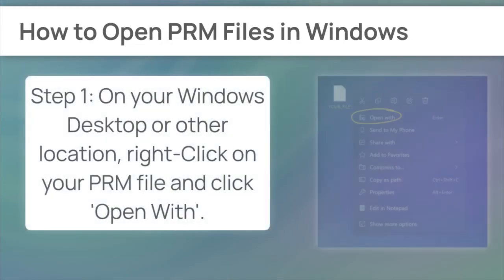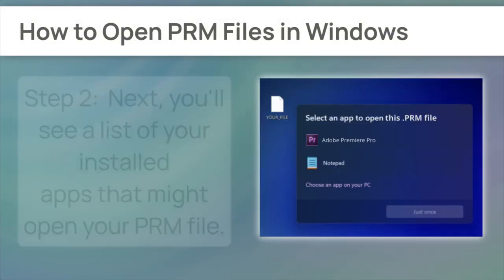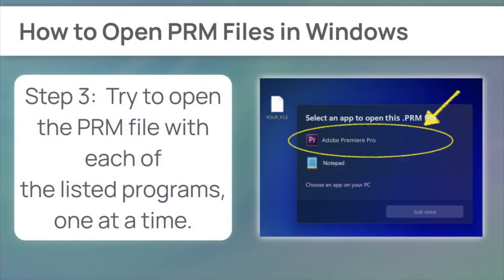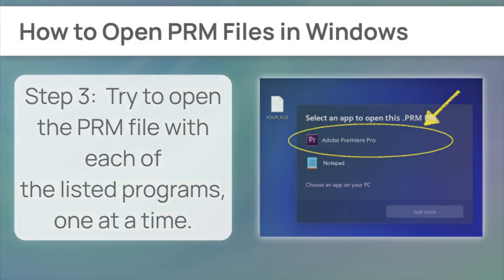Open the context menu on the PRM file and choose Open With. Your priority is testing Adobe Premiere Pro. If it fails or is absent, select another program and test until you get access.